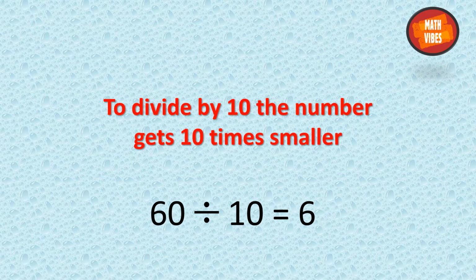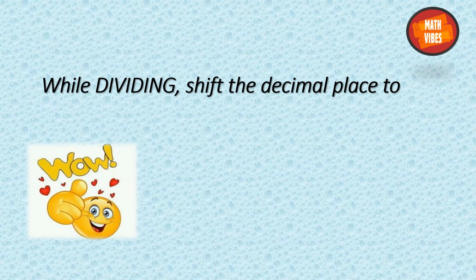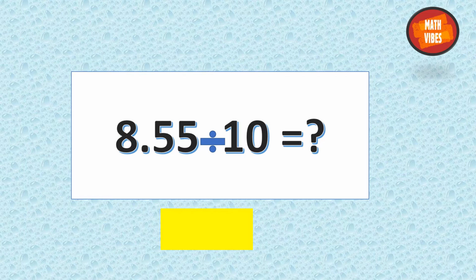Let's see what happens when we have to divide a decimal. When we divide, we shift the decimal place to the left. Let us look at this example where we have to divide the decimal number 8.55 by 10. Every rule remains the same, but now we will not be shifting to the right hand side, we will be shifting to the left hand side. Just remember: multiply means right and divide means left.